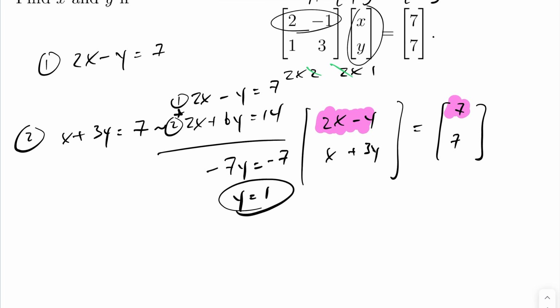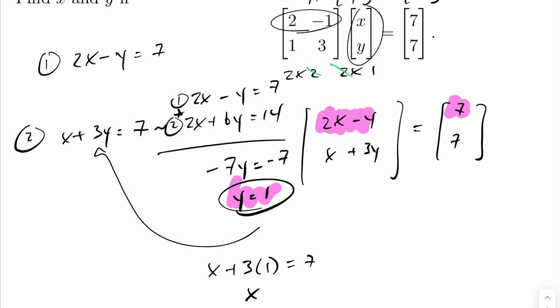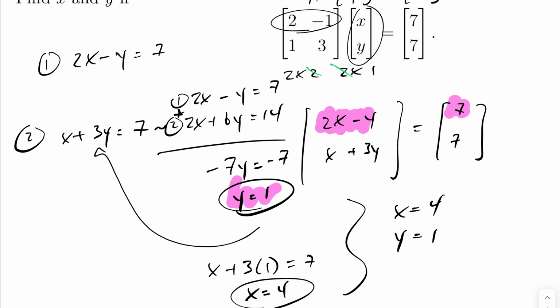If y is 1, you can sub that into either equation. So if y equals 1, I can sub that into equation 2 or equation 1. I end up getting x plus 3 times 1 is 7, in which case x is 4. So the answer to this question is x is 4 and y is 1.